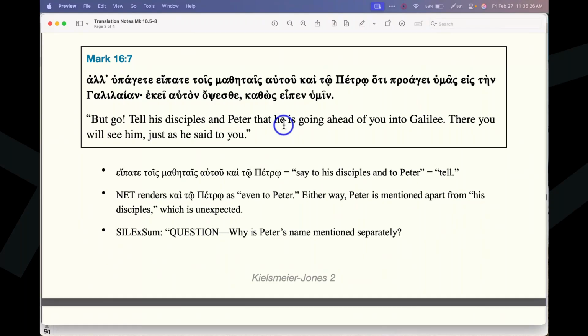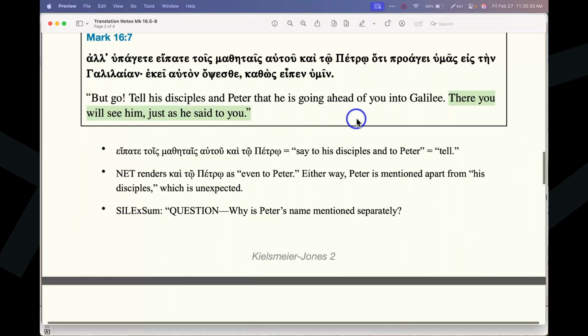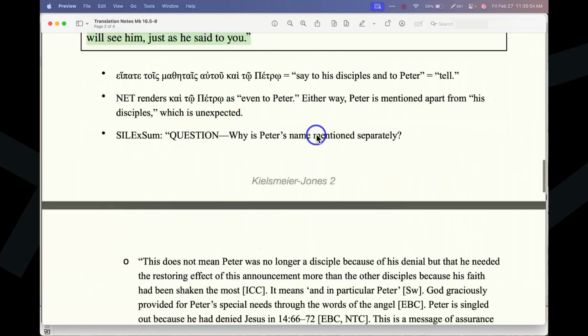We'll get to that in just a minute, but anytime you see somebody say, "just as he said to you," you're probably wondering, as I did, where did he say to you? So we've got ekei auton opsesthe, "there you will see him," just as kathos eipen humin, or even "just as" could be "exactly as he said to you." So what is it that he said to you? Well, that you will see him and that he's going ahead of you into Galilee.